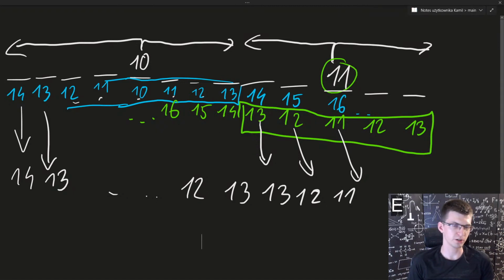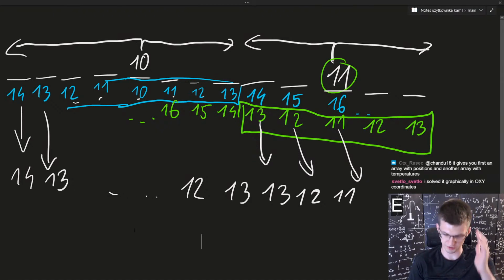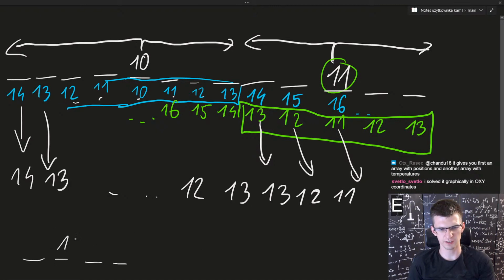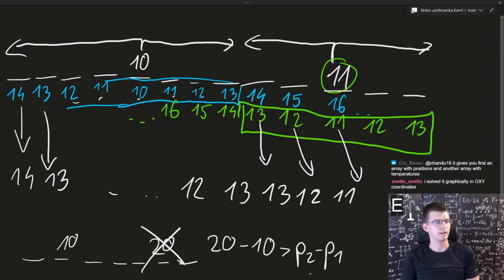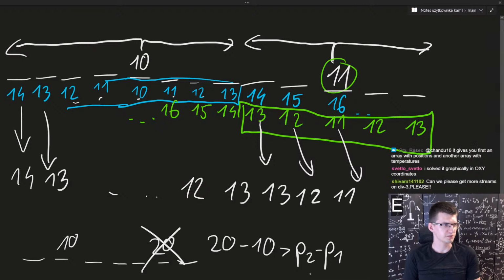Alright, so a shop should be deleted if it's strictly worse than some other shop, which means that, like I said, I think with 10 and 20, 20 is bad and should be removed because the difference between values is bigger than the difference in positions, position 2 minus position 1. Okay, that's various observations that I wanted to show you.